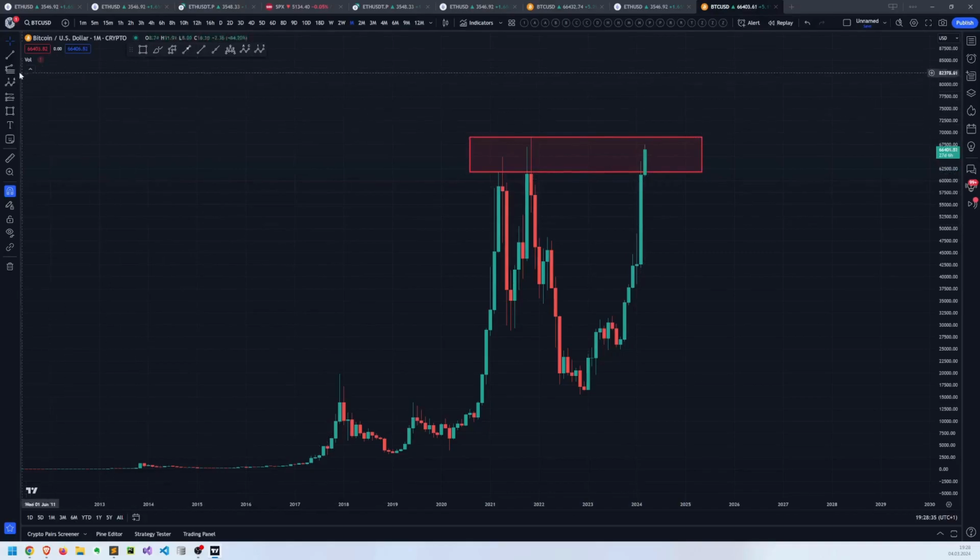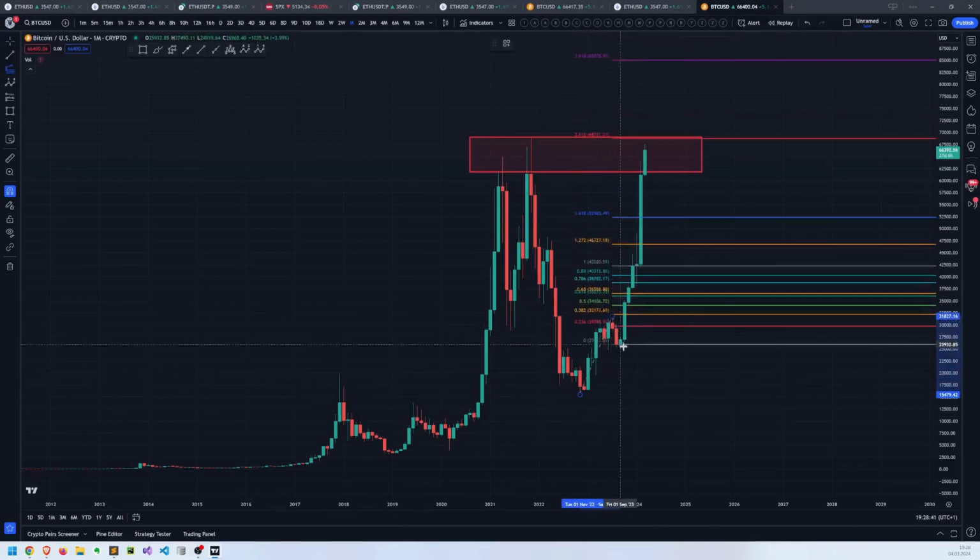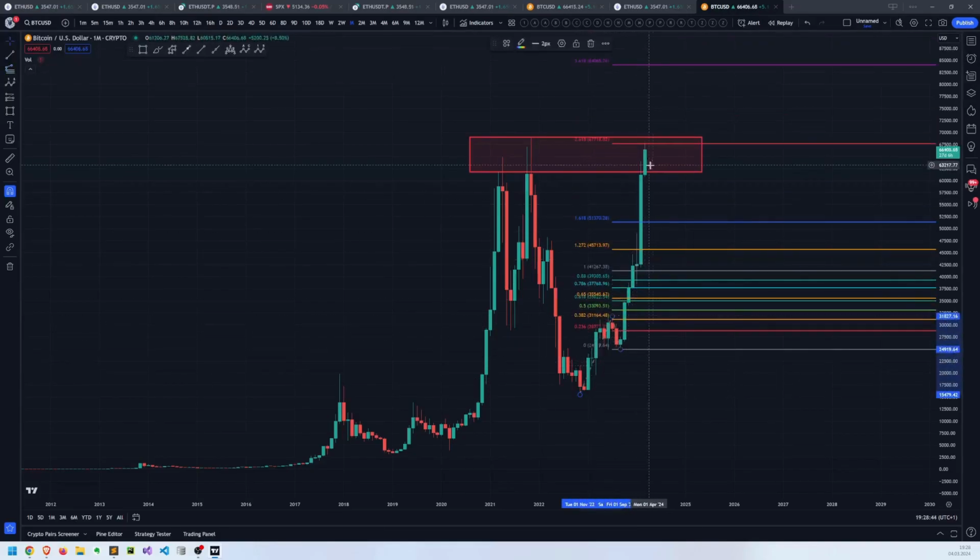So let's try to find if there is some other way we can find a possible top. We can take this Fibonacci from here to the swing high, back to swing low. And we see that we are right now approaching the 2.69 level. So that is also a sign that a possible top is in.